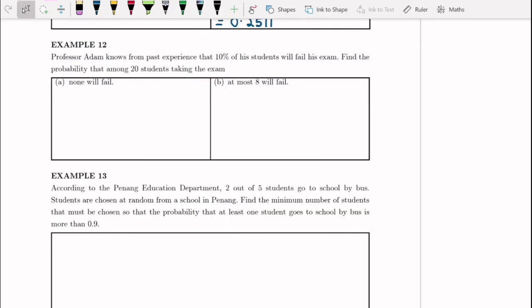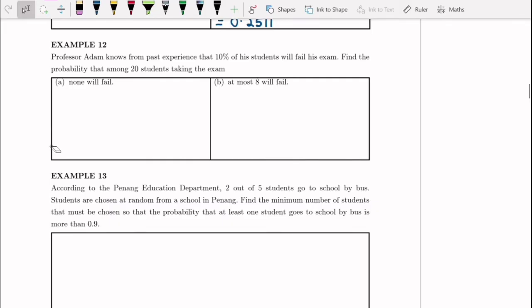Example 12. Professor Adam knows from past experience that 10% of his students will fail his exam. Find the probability that among 20 students taking the exam, none will fail.